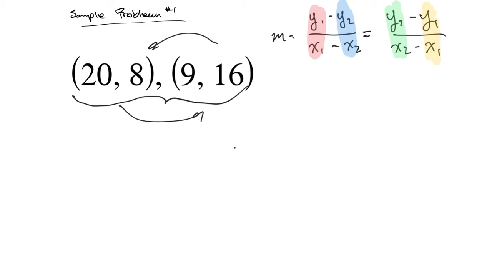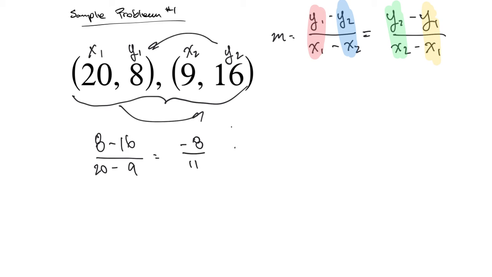Okay, so let's get on with the practice, shall we? So the first thing I always do is I label my points, x1, y1, the coordinates of each point, sorry, x2, y2. And then I'm going to plug it into the formula. So I'm going to get 8 minus 16 divided by 20 minus 9. That's negative 8 over 11. That's my slope. Can't simplify that anymore.